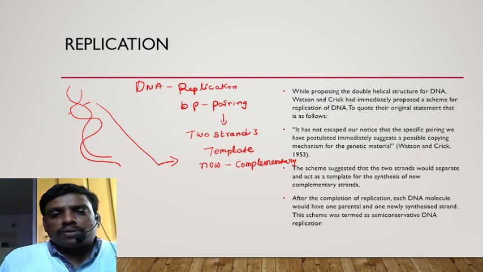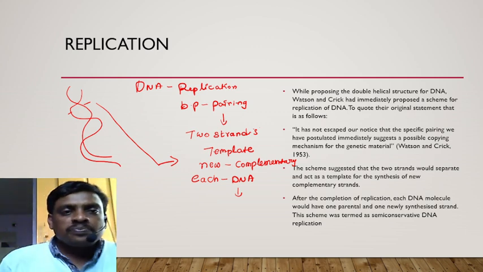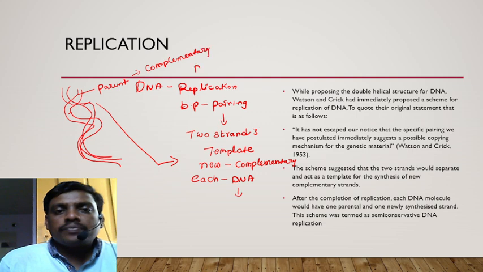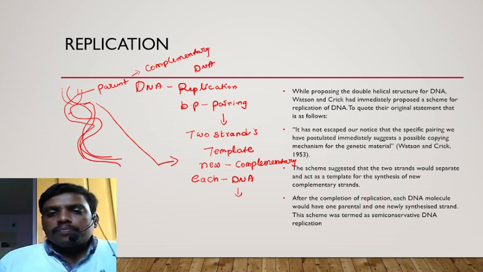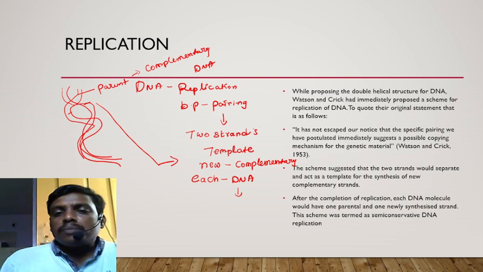After the completion of replication, each DNA molecule would have one parental and one newly synthesized strand. Suppose this is a strand, it forms a new or complementary strand like this. This is another strand, it forms a new or complementary strand like this. Each DNA has a parent strand and a complementary strand, and this scheme was termed semi-conservative. The process of formation of these complementary DNA strands is called semi-conservative DNA replication.